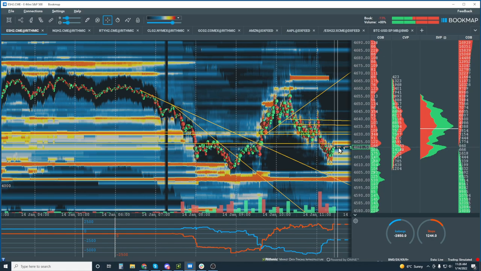You want to be keyed into that. This is the way you trade. If you're looking for a confirmation of a head and shoulders, look at the order flow to help you confirm that. That will make a big, big difference.